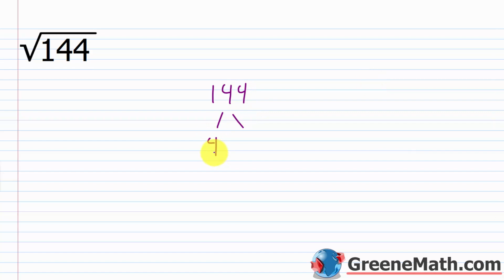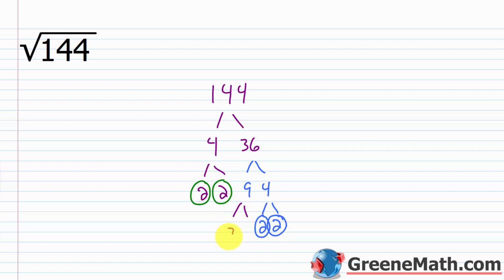So what would it be? It would be 4 times 36. 4 is 2 times 2. 2 is a prime number, so let's circle those. And then 36 is 9 times 4. 4 again is 2 times 2. 2 is a prime number, so let's circle those. And then we know that 9 is 3 times 3. And we'll circle these 3s here.